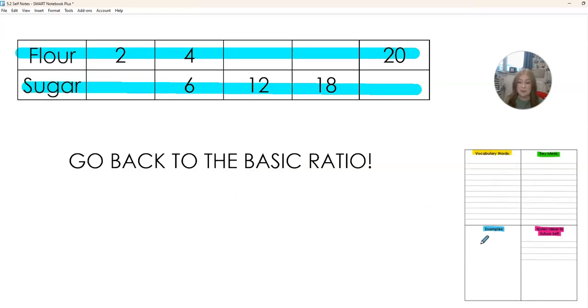So we're going to do some examples. You are going to have to fit a couple in here. If you run out of room, you can work over in this box at the bottom of your future self ones. So we have flour and sugar, and we're going to make this chart.